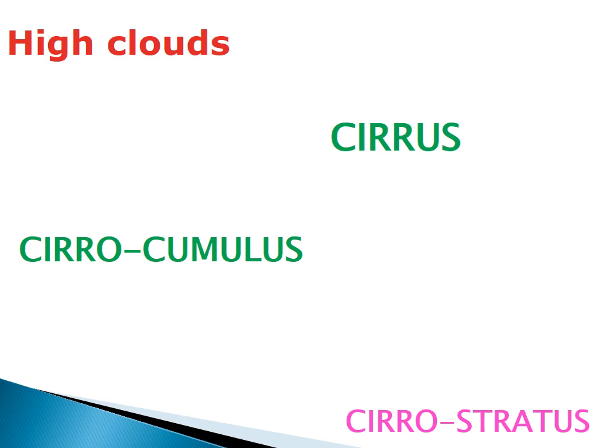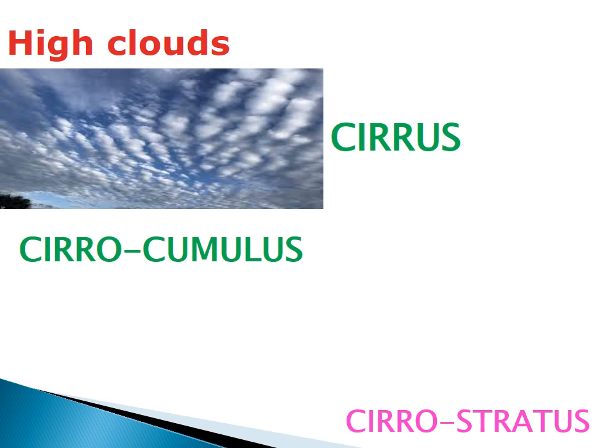And in high clouds there are three types of clouds. Okay, we are going to see that. The first one is cirrus. What is that? Cirrus. You have to see the picture. You see that? This is the picture of cirrus. This is one type of cloud. Have you seen clouds like this? Sometimes it will be there in the sky.